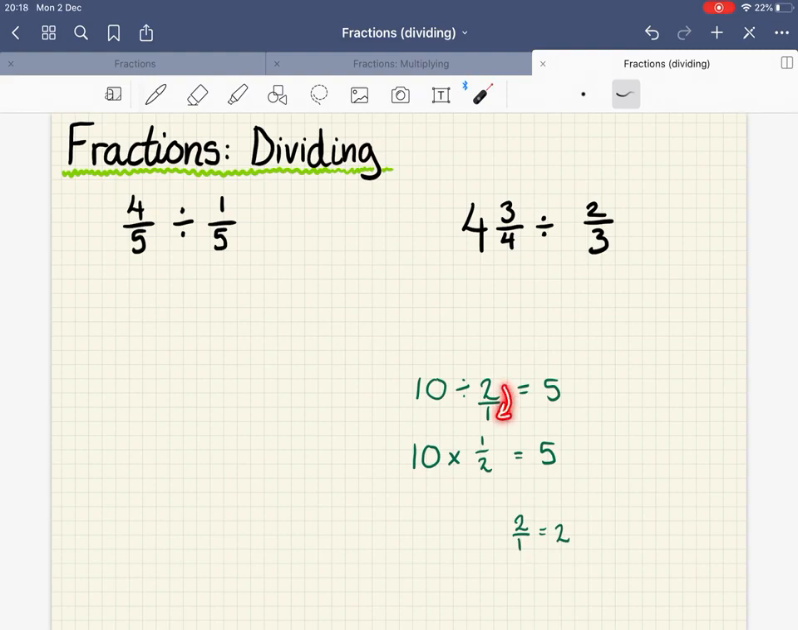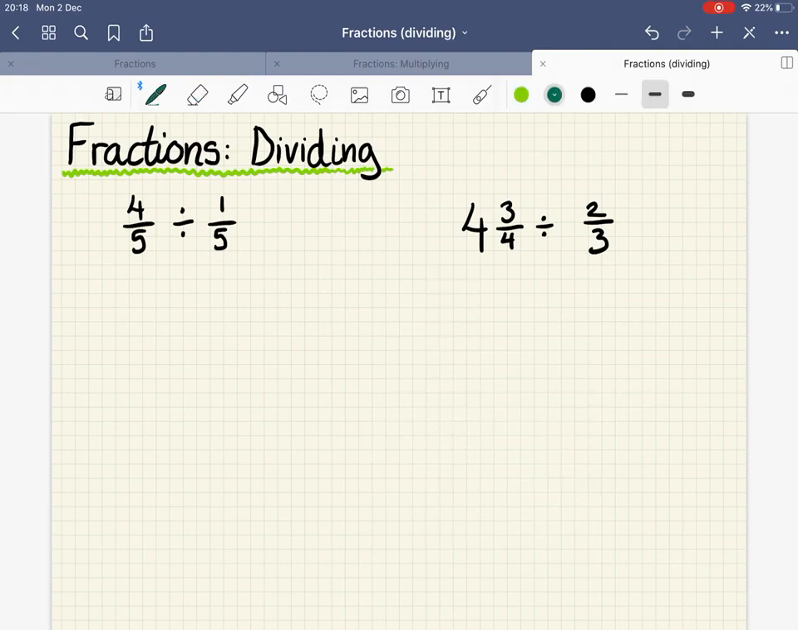So we can see here the 1 was on the bottom, the 2 was on the top, and now my 1 is on the top, but my 2 is on the bottom. And when I do that flip, I can change the sign from divide into multiply, and then I can use the knowledge from the previous video and multiply those fractions instead. So that's just a little background as to why it works. If you really don't understand it, don't worry, but I just wanted to explain it. So I'm just going to get rid of this because we don't need it.